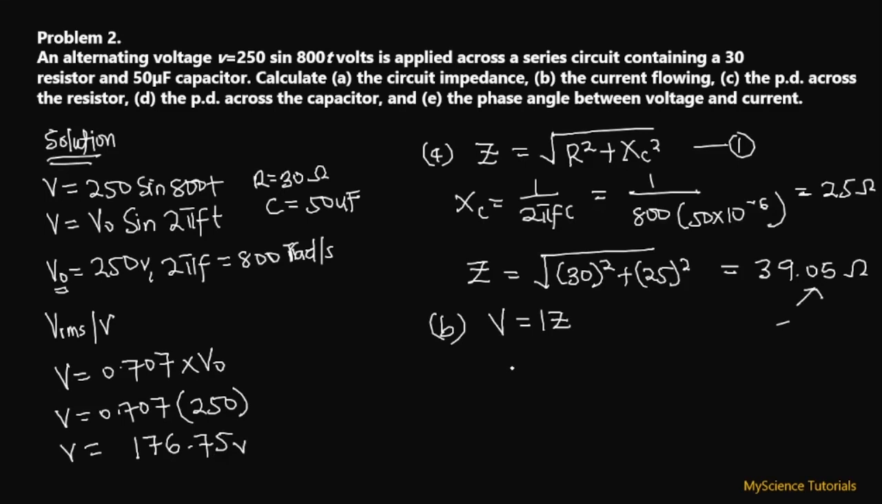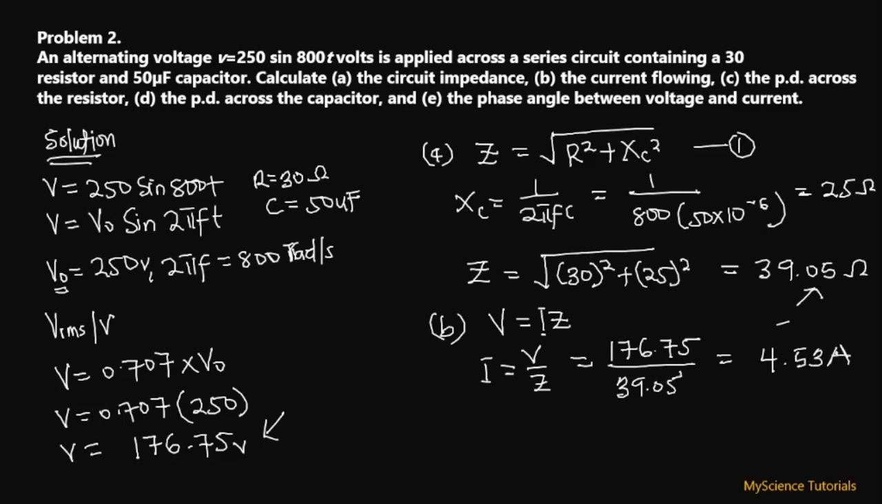Now using that voltage, we can find our current. If we make current the subject, we are going to have our voltage over the impedance, which is equal to our voltage we found to be 176.75 divided by the impedance, which we found earlier was 39.05. If we divide everything, we are going to get our current to be 4.53 amperes as our answer for the current.